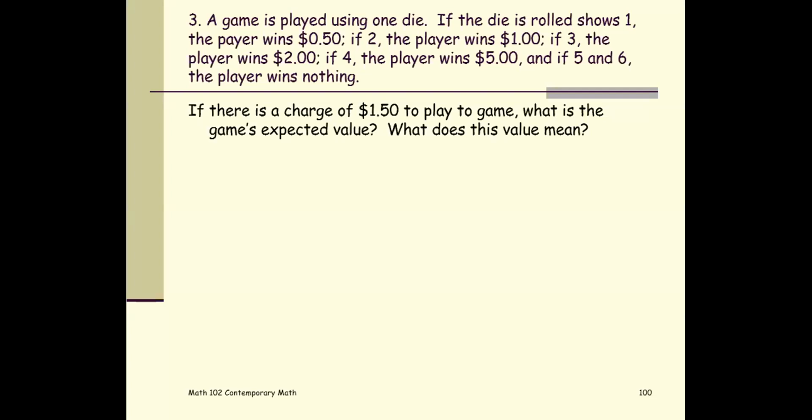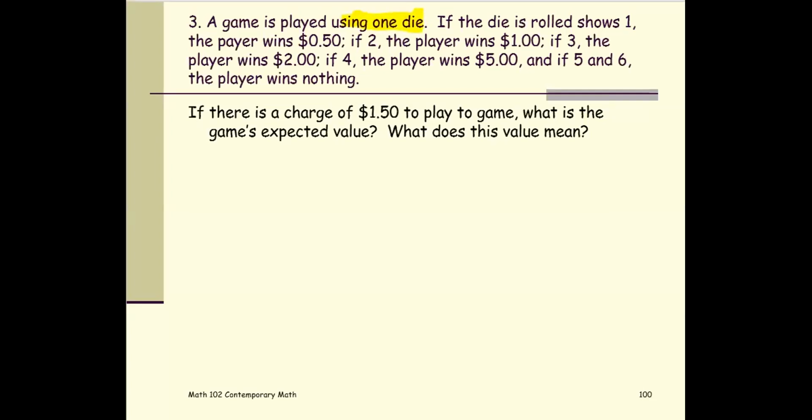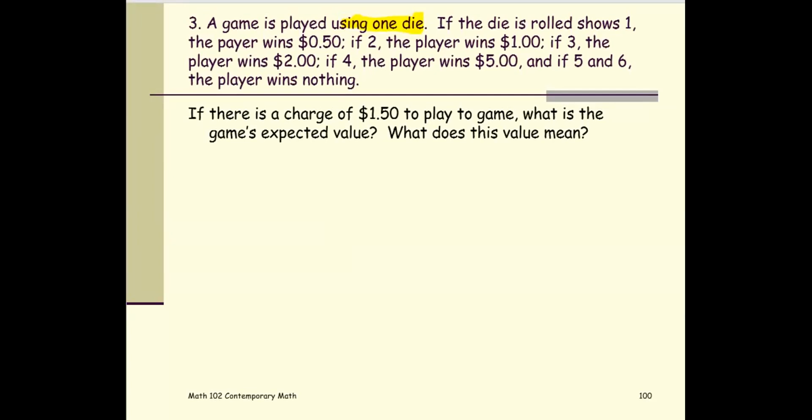In this problem, a game is played using one die. If the die is rolled and shows 1, the player wins 50 cents. If 2, the player wins $1. If 3, the player wins $2. If 4, the player wins $5. And if 5 or 6, the player wins nothing.